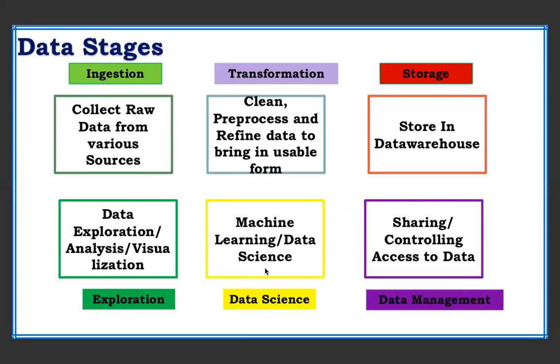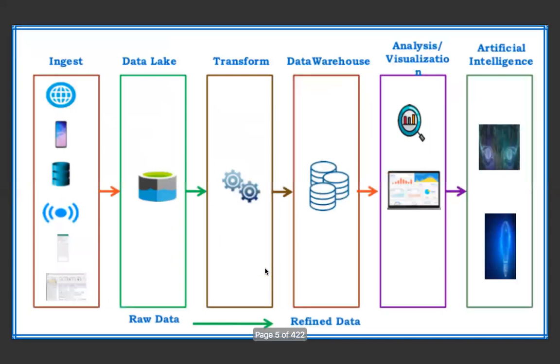So once data is refined and pre-processed, data is stored into a data warehouse. After that, data is used for data exploration, data analysis, and data visualizations, where you use visualization tools to build beautiful dashboards. On top of this, you can use machine learning algorithms or data science techniques. And last but not the least, sharing and controlling access to data, that is data management. So you can see here we have 6 stages.